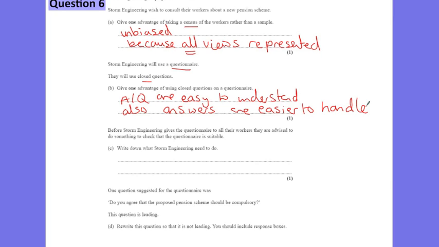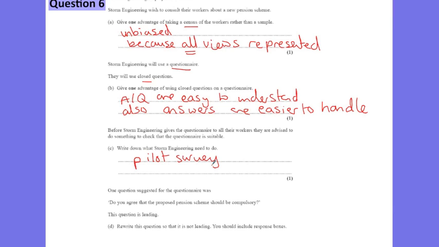Before Storm Engineering gives the questionnaire to all the workers, they're advised to do something to check that the questionnaire is suitable. What can we do to check that the questionnaire is suitable? Pilot survey. Also write down there, test survey, trial survey, pilot survey.